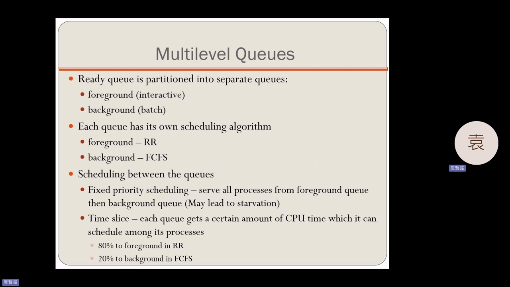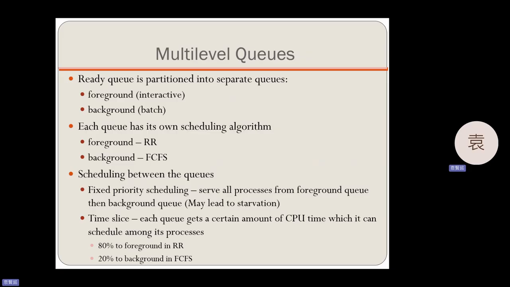Okay, and because you have two queues, how do you arrange the processes in the different queues? You can either use fixed priority scheduling, serving all the processes from the foreground queue and then the background queue. But if fixed priority scheduling is used, then the background task may never get scheduled, because if new foreground jobs keep coming, the background job may get stuck.